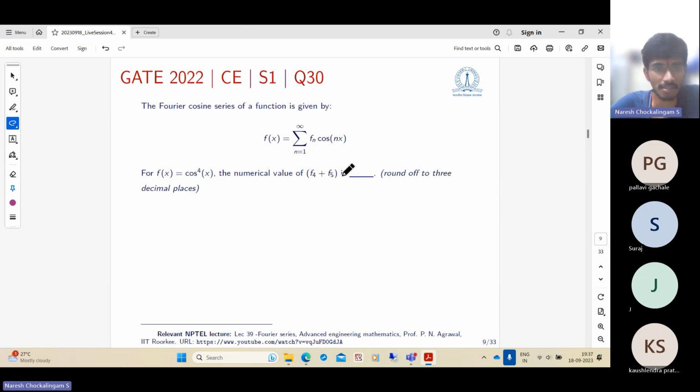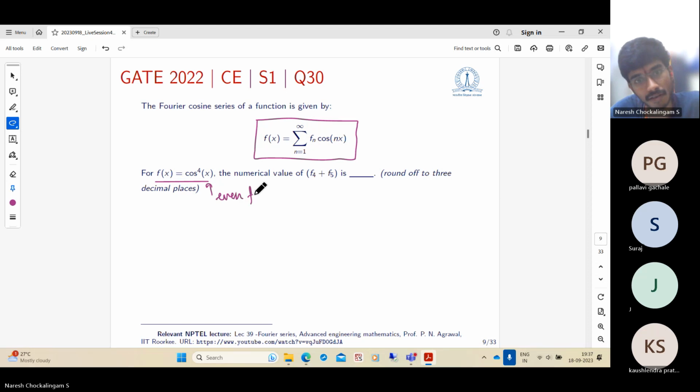So let us look at this function. We are given f of x is equal to cos power 4 x. And we are asked to find out the numerical value of f4 plus f5. And we are actually given the form of the series. So note that you are given a cosine series. Why? Cos power 4 is an even function. Yeah, the power is 4 and also cos is even. So if you just substitute minus x here, you will just retain f of x equal to f of minus x.